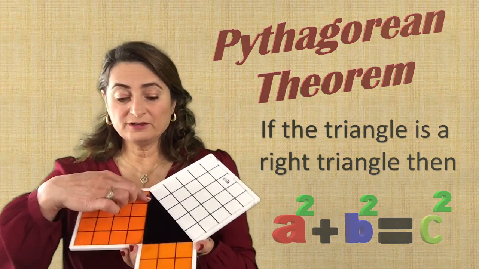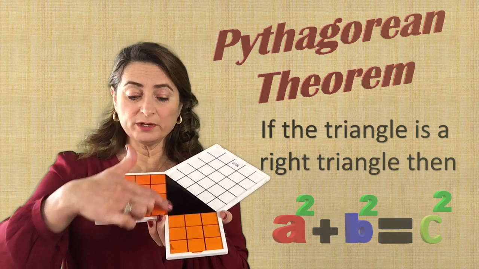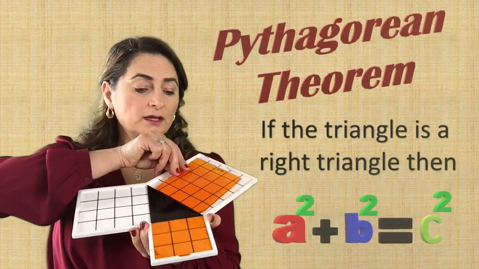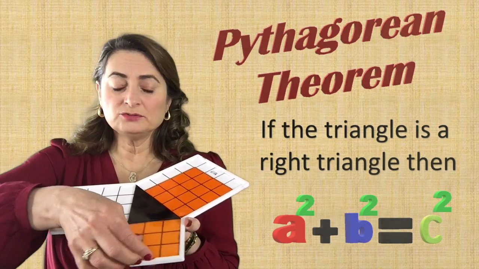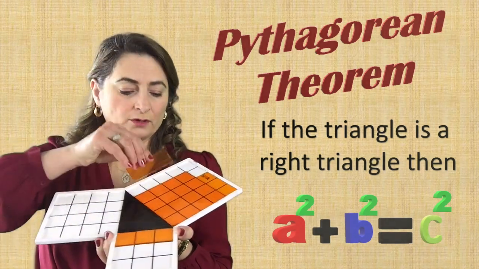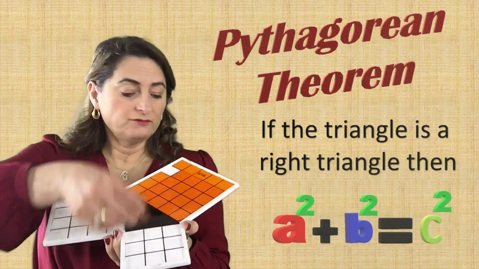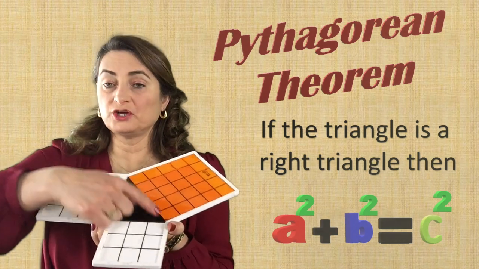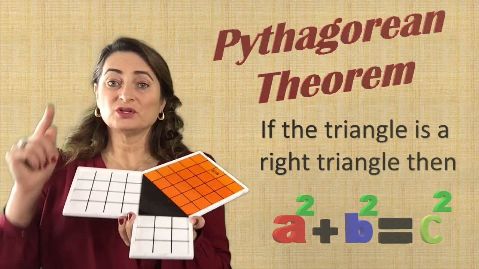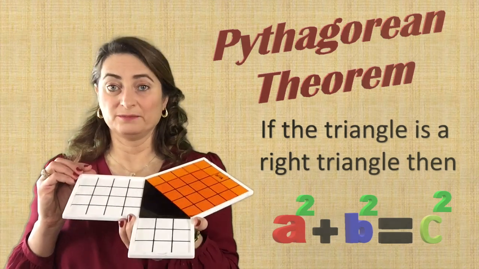If you have a right triangle, we proved that if I square one side of that triangle, add it to the square of the other side of the triangle, it will give you the square of the longest side of that triangle, which is the hypotenuse. So let's review what we already learned about the Pythagorean theorem.